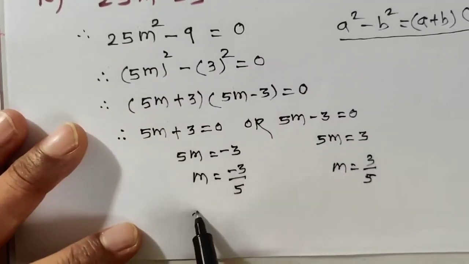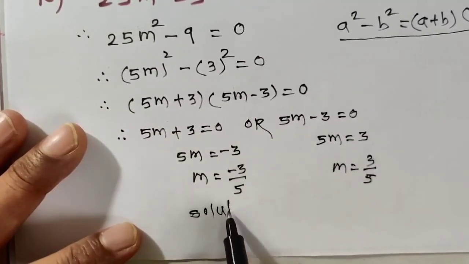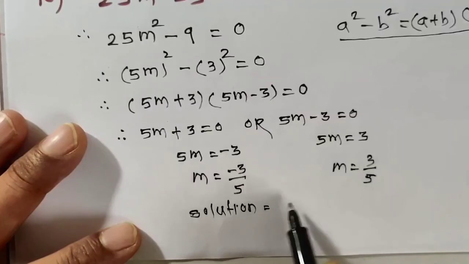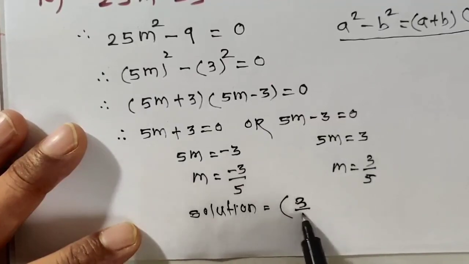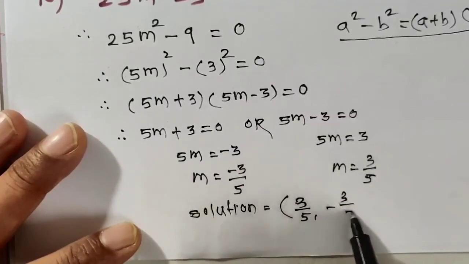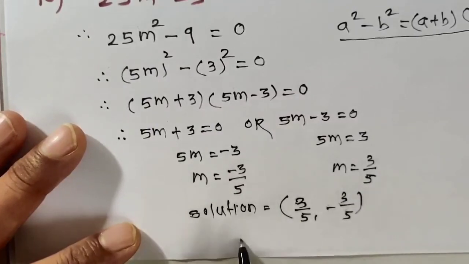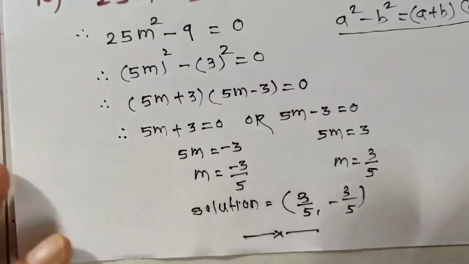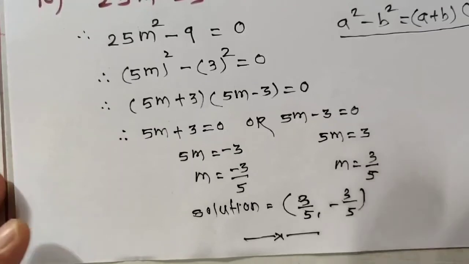So we get two values. So solution: 3 by 5 and minus 3 by 5. So in this way, this practice set 2.2 is completed.